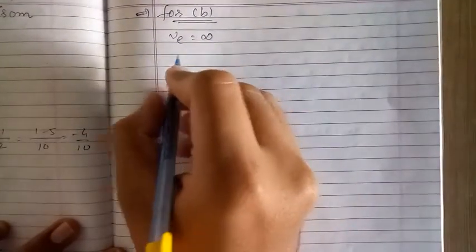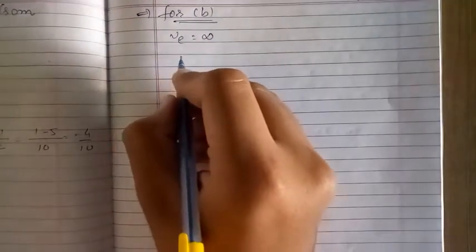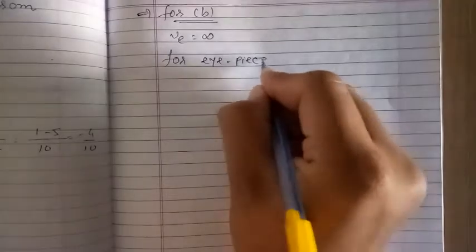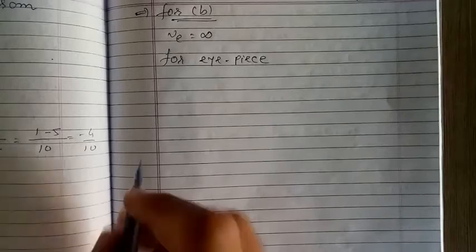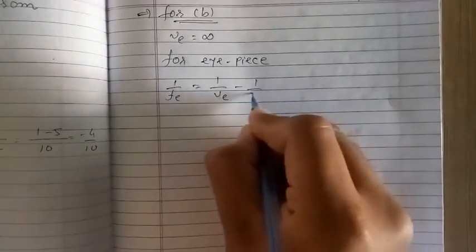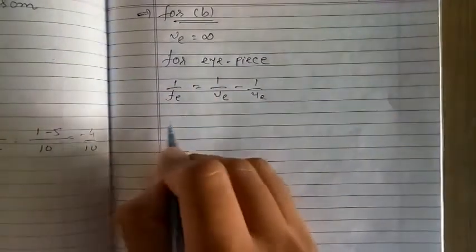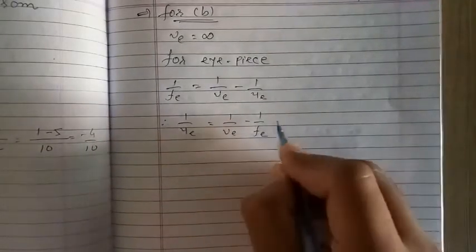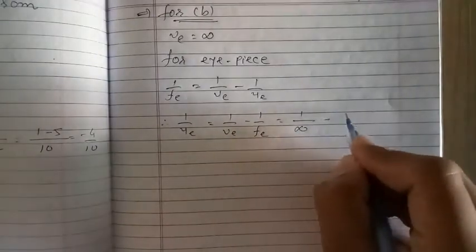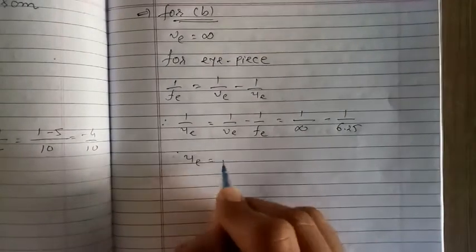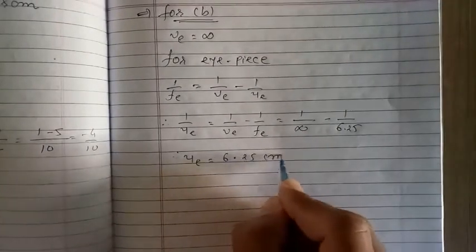So from the lens formula, right, for eyepiece, 1 by FE is equal to 1 by VE minus 1 by UE. We have to find out UE. So 1 upon UE is equal to 1 upon VE minus 1 upon FE. So 1 upon VE infinite minus 1 upon FE, 6.25. So we get UE is equal to 6.25 centimeter, but minus.